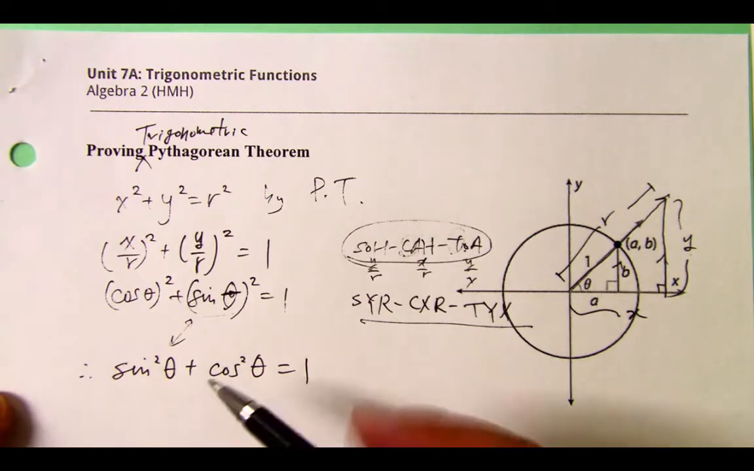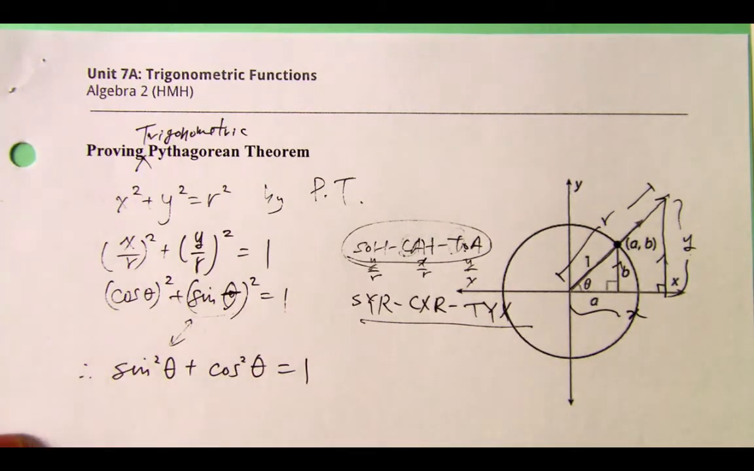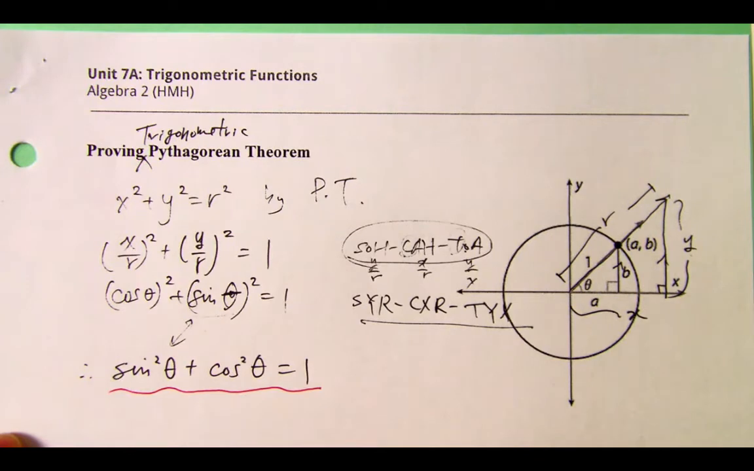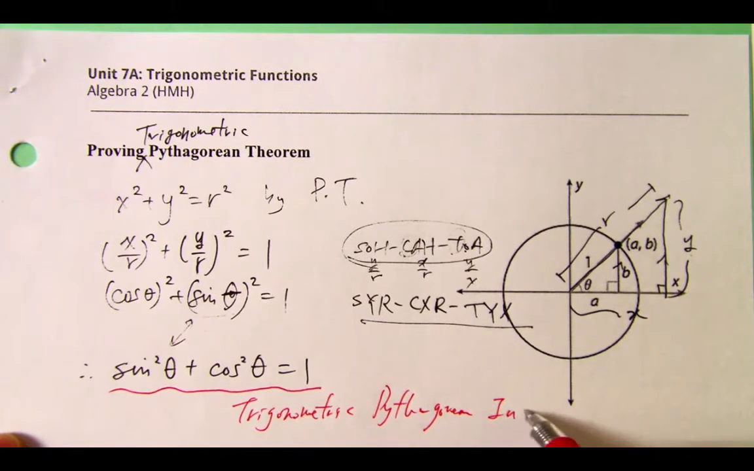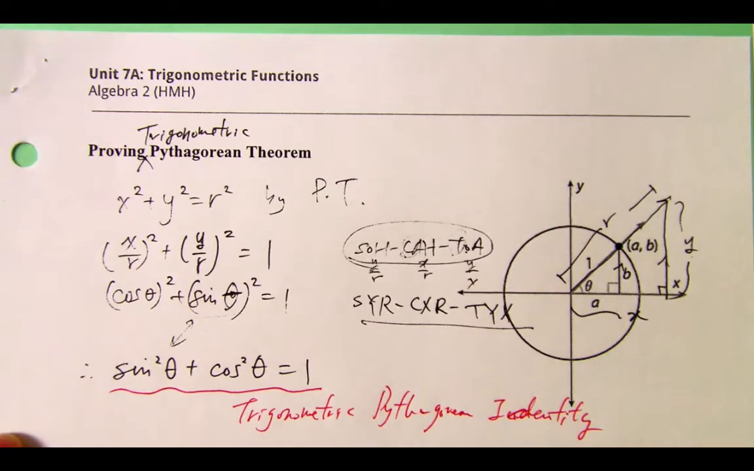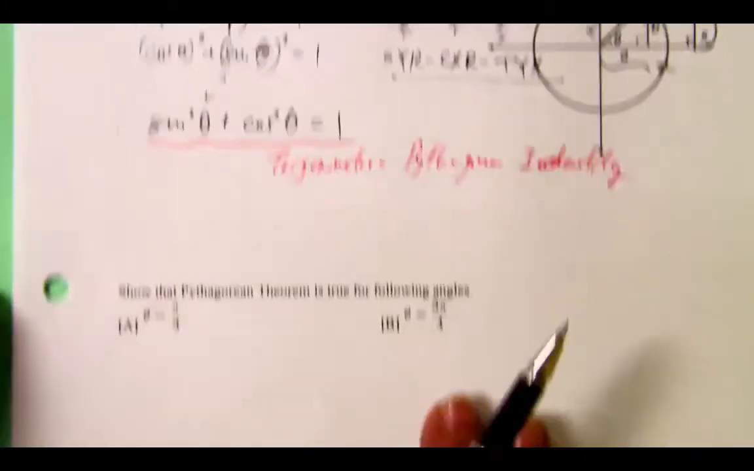Okay, so we have this, guys. This right here is what we're looking for. That is the trigonometric Pythagorean identity, property, theorem, whatever you want to call it. As long as it has the words trig and Pythagorean, and what comes afterwards, generally identity, property, or theorem, is okay. Okay, let's do an example, shall we?